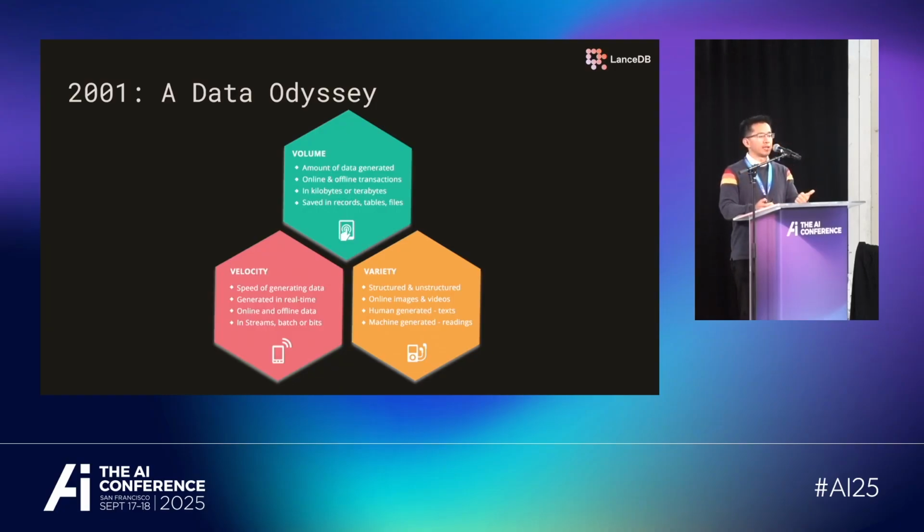And so what the 3 V's mean, it's 3 things. One, it's volume, or basically just the amount of data that we're dealing with. Number 2 is velocity, which is the speed at which this data is being generated. And then number 3 is variety, the kinds of data that we're dealing with. All 3 are different today because of AI.